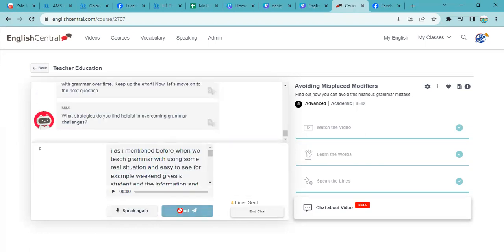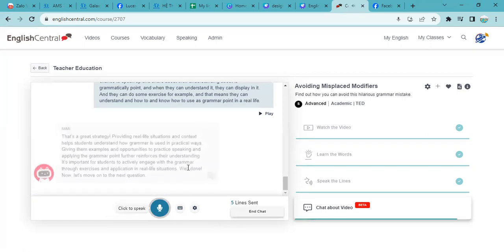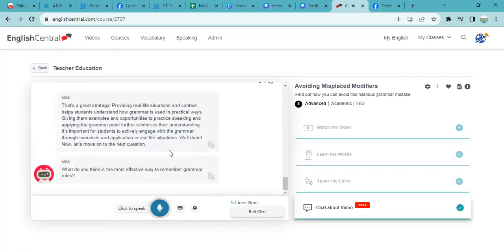So that is the way that I often use to help my students study grammar. Of course, when we are using a textbook that already explains grammar, we can use it. Okay, let's see how Mimi can reply.